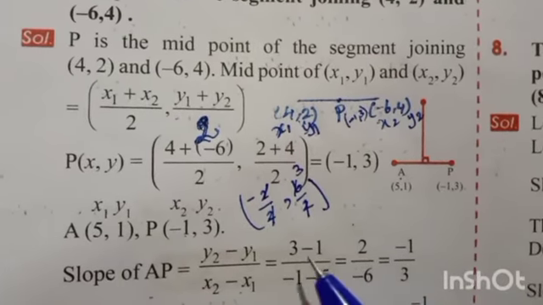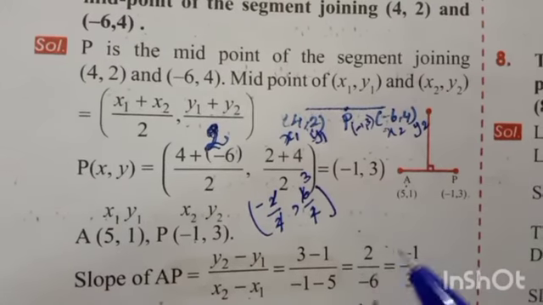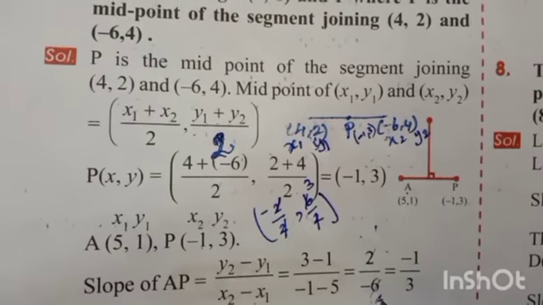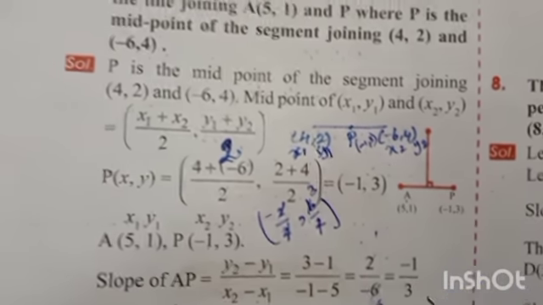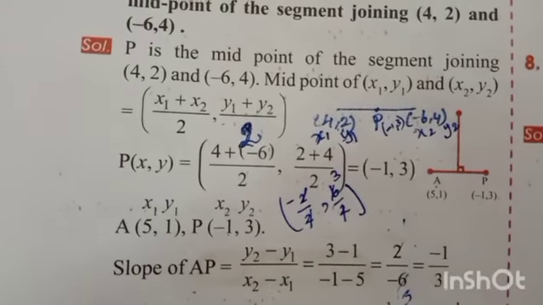So 3 minus 1 is 2. Same sign, you have to add, so it is minus 6. 1 2 is 2, 3 2s are 6. So minus 1 by 3. The slope of AP is equal to minus 1 by 3.